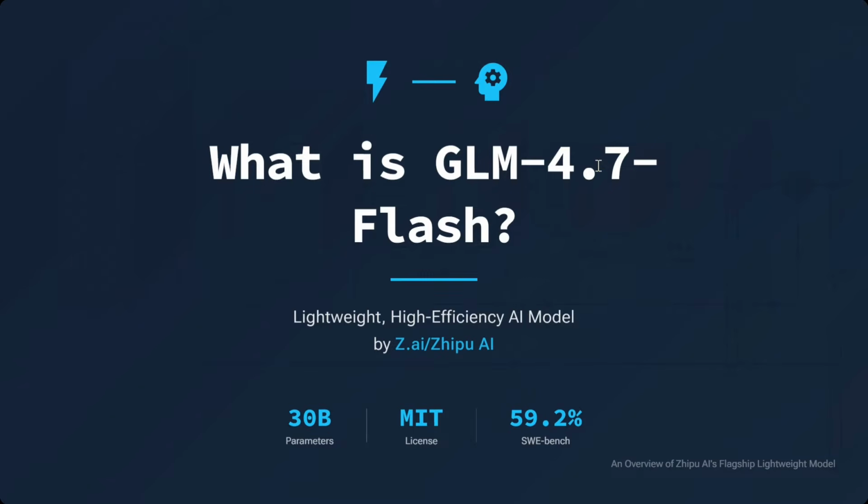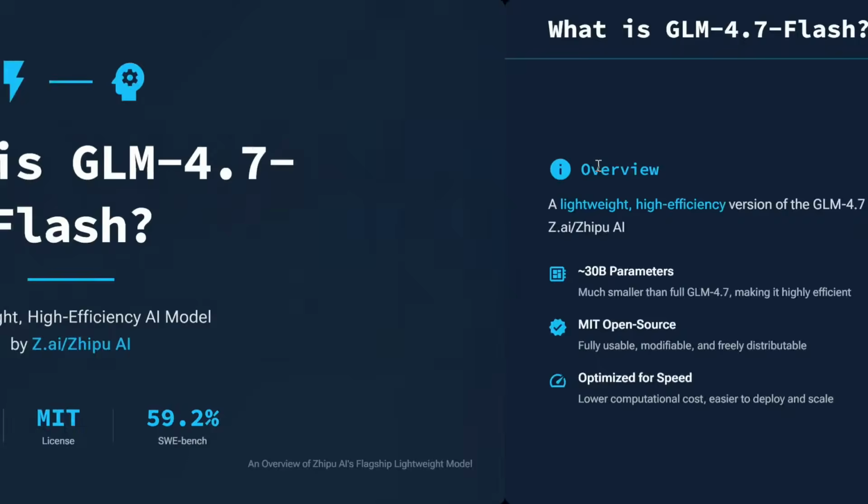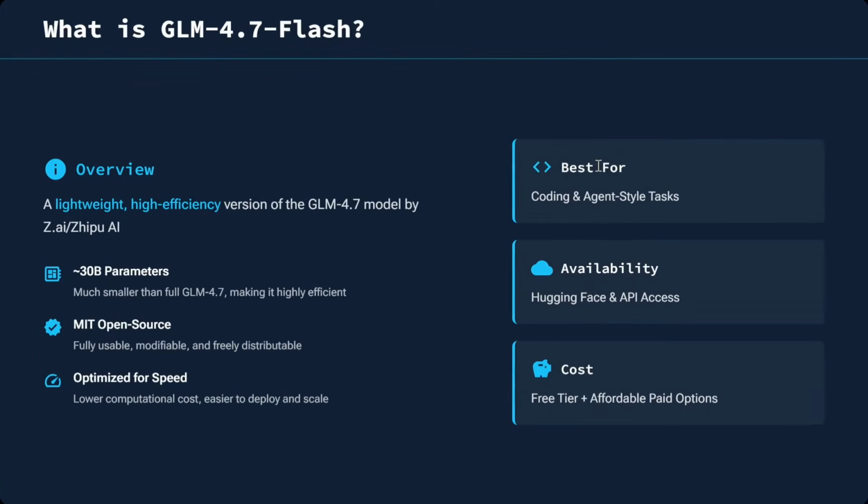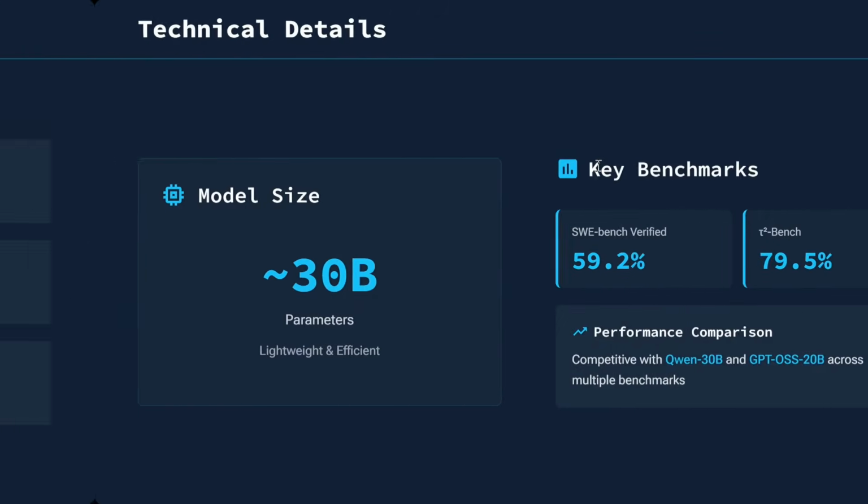What is GLM 4.7 Flash? Lightweight, high efficiency AI model by Z.ai. 30 billion parameters, MIT license, and 59.2% SWE-bench score. This is the best mid sized LLM right now. Overview: as you can see, best for coding and agent style tasks. Availability: it's on Hugging Face and API access. Cost: there's a free tier plus affordable paid options as well.